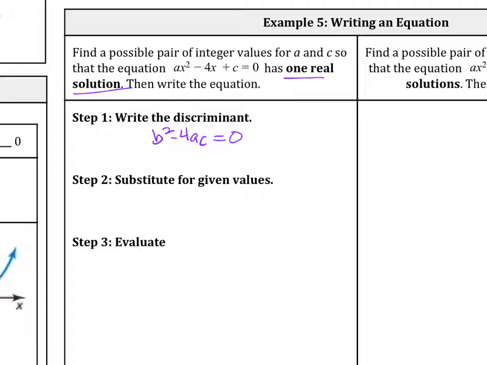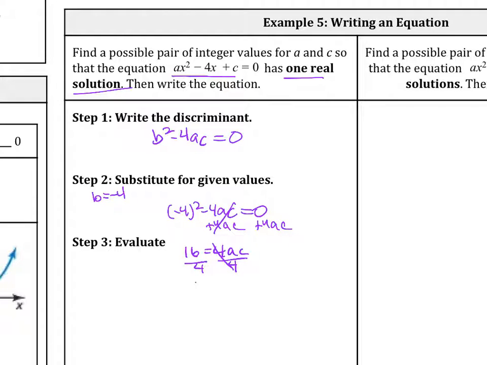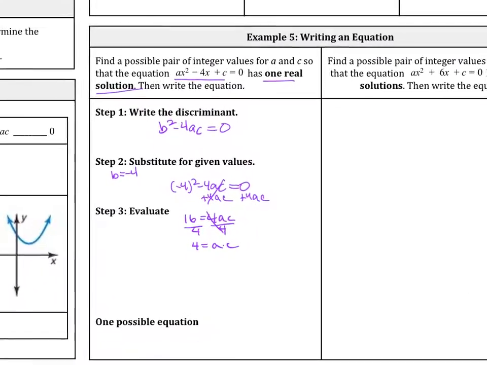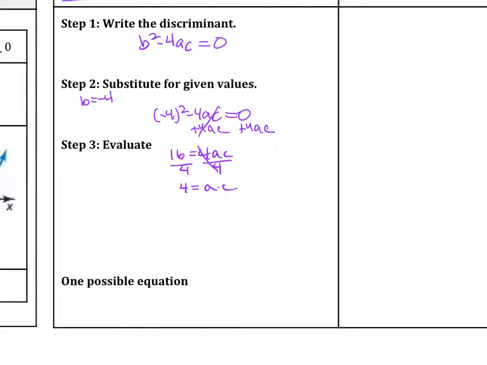So we need to substitute the values that are given. Looking at this equation here, we are only given b is negative 4. So let's plug that in. Negative 4 squared minus 4 times a times c equals 0. So then we solve. And then we get 16 equals 4ac divided by 4. So we know that a times c has to equal 4 in order to have one real solution, because that has to be 0 inside.